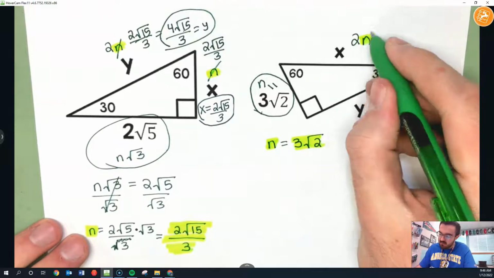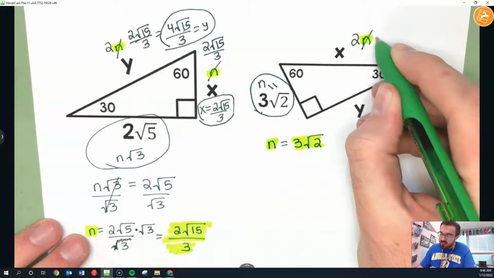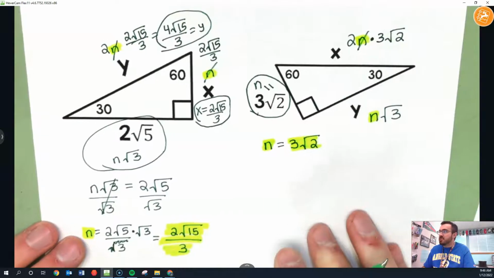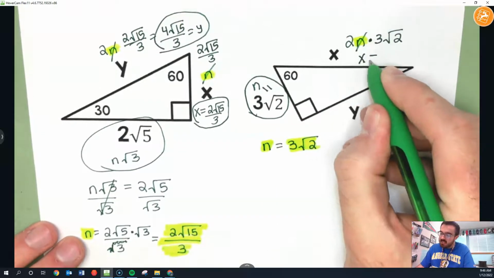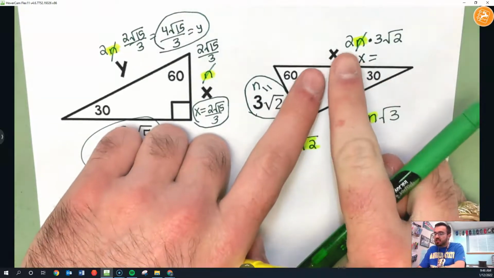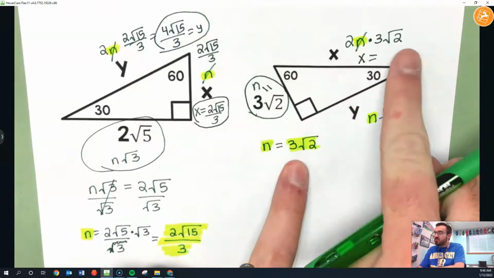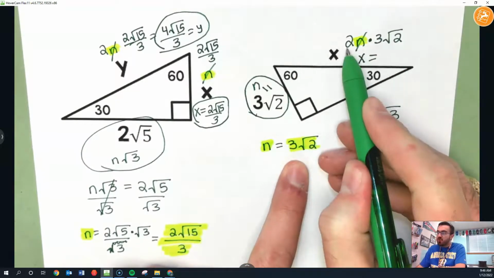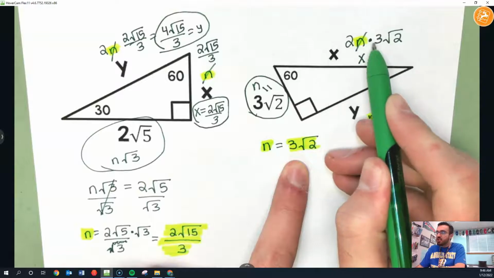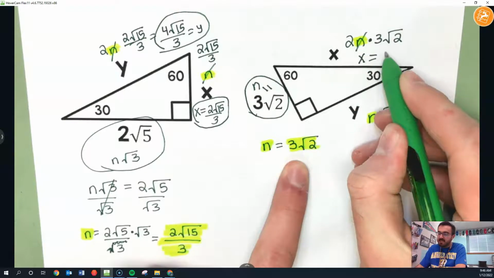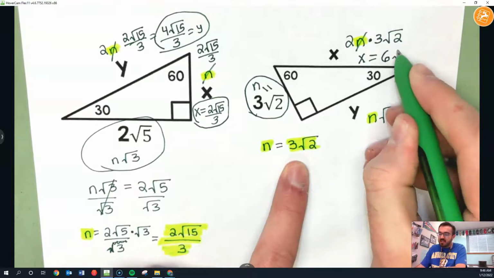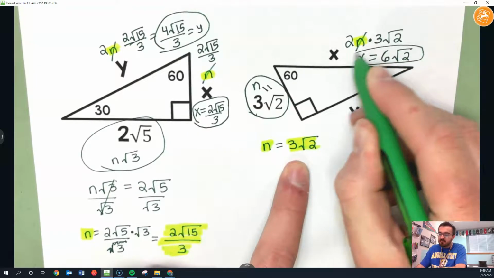So instead of 2n, we're going to have 2 times 3 root 2. All right, so let's do that one real quick. x is going to equal 2 times n, which is 3 root 2. How do we simplify this? Well, 2 and 3 are both just numbers without a radical, so we're going to multiply those together, and that would be 6. Root 2 just stays like that, so we get 6 root 2.